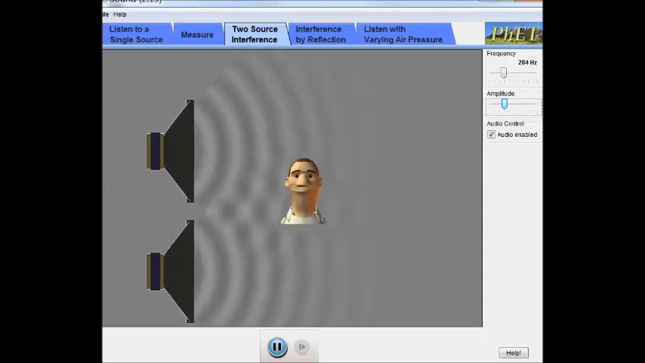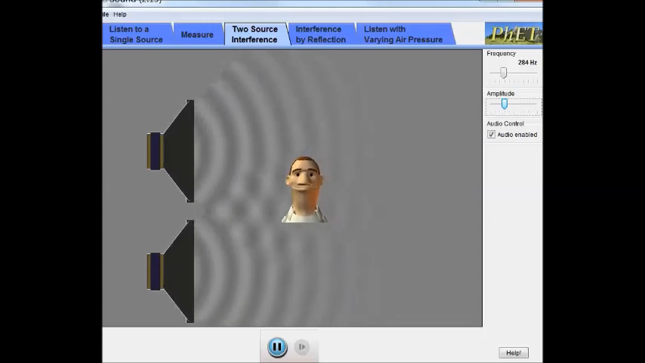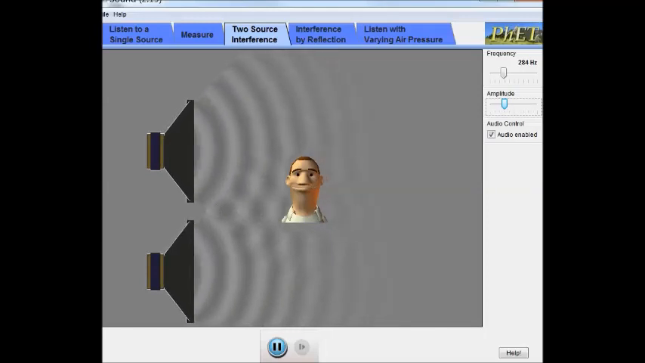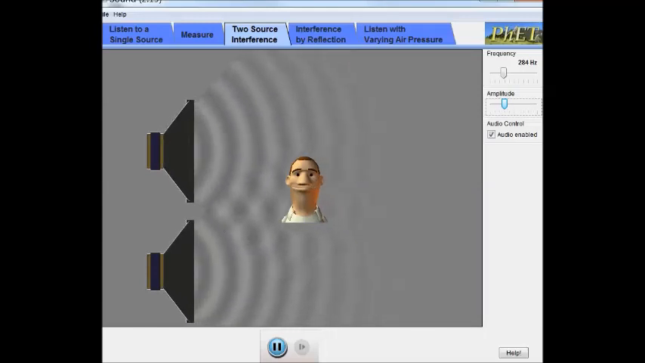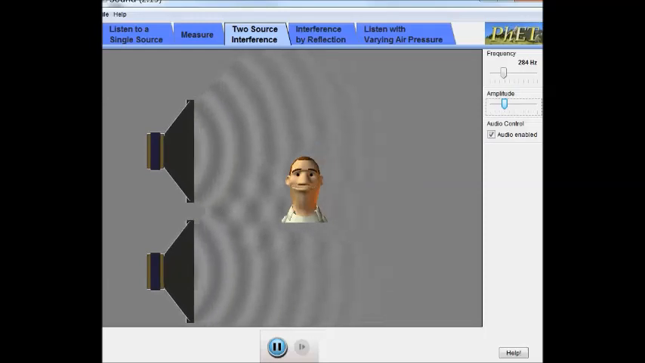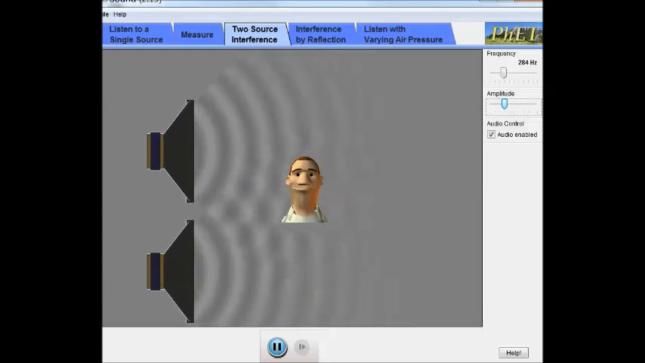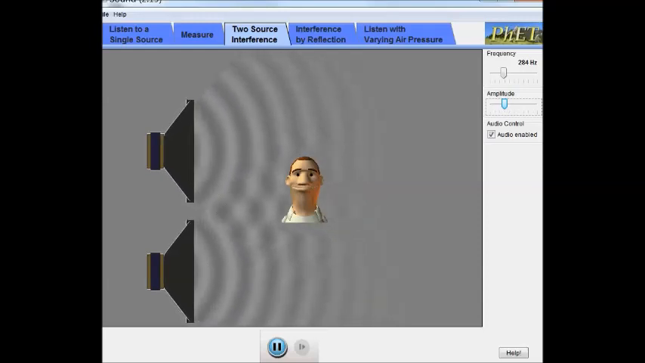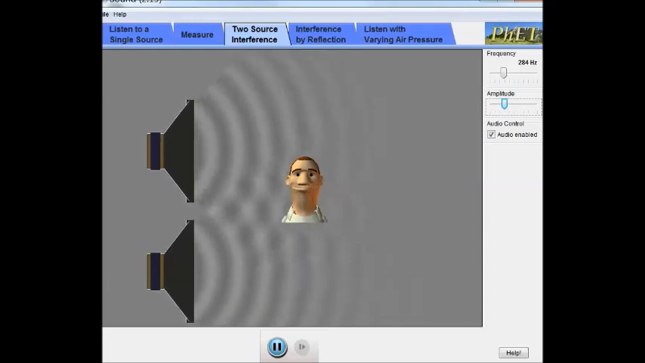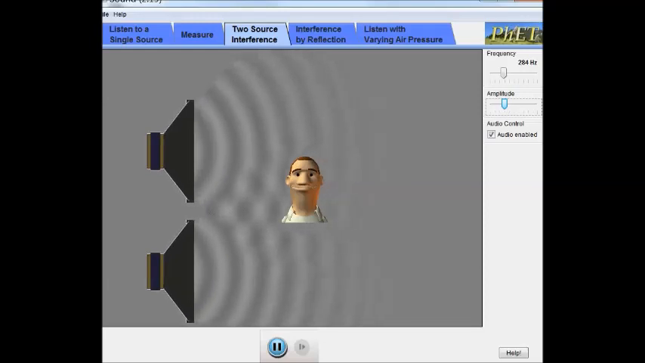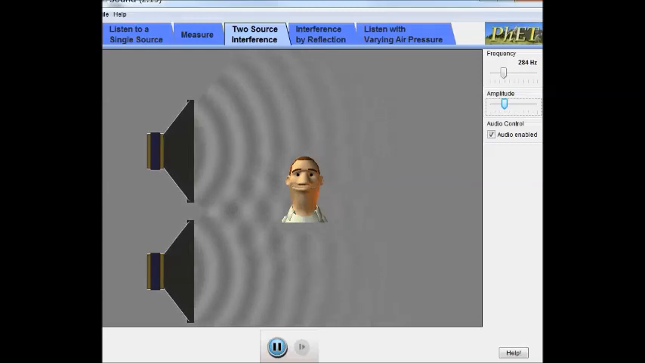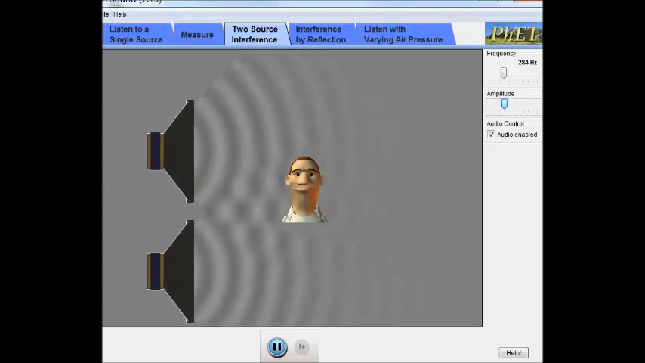And then here is an instance where the waves are constructive, where it's actually louder, where a crest is matched with the crest of the other, and the trough of one is matched with the trough of the other. So the sound is actually louder than it would be if there were just one speaker. All right, so I wanted to show you that.